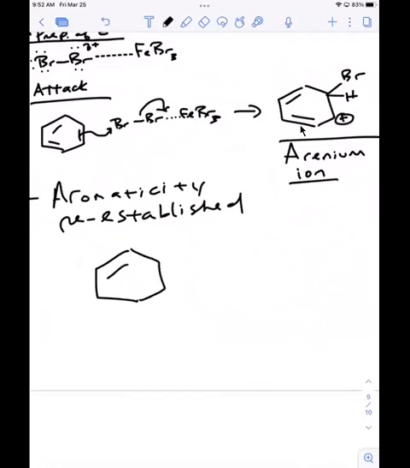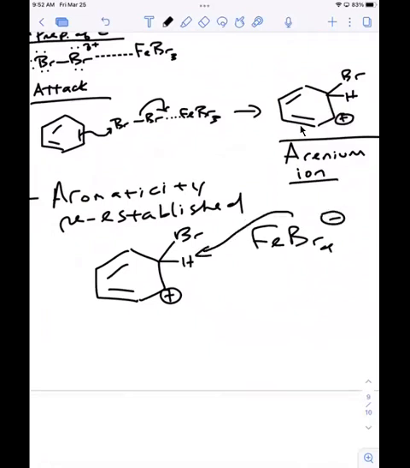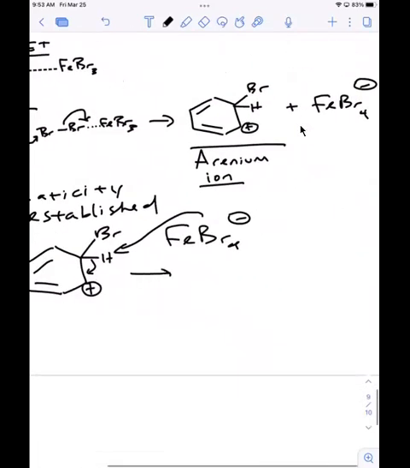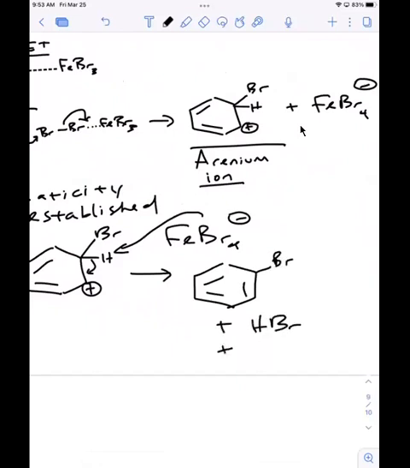So you take the iron tetrabromide, which is negative, and a pair of electrons is going to come here and eliminate, put a pi bond back there. So you're left with the ring with the bromine now attached to it, plus HBr, plus the catalyst. And the catalyst can go back and do the same thing over and over and over and over again.